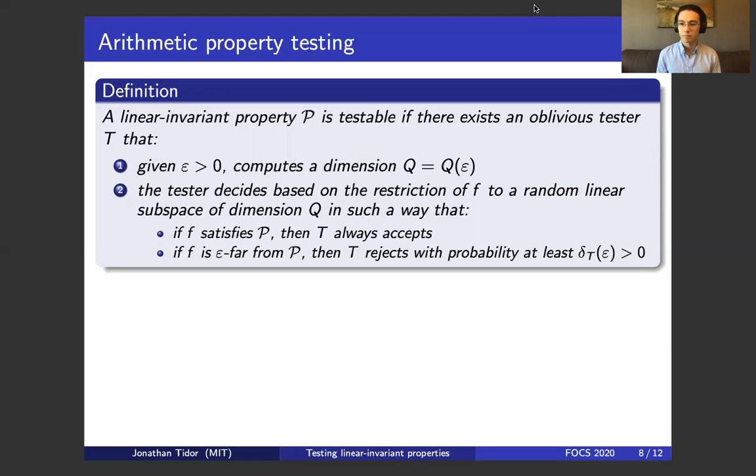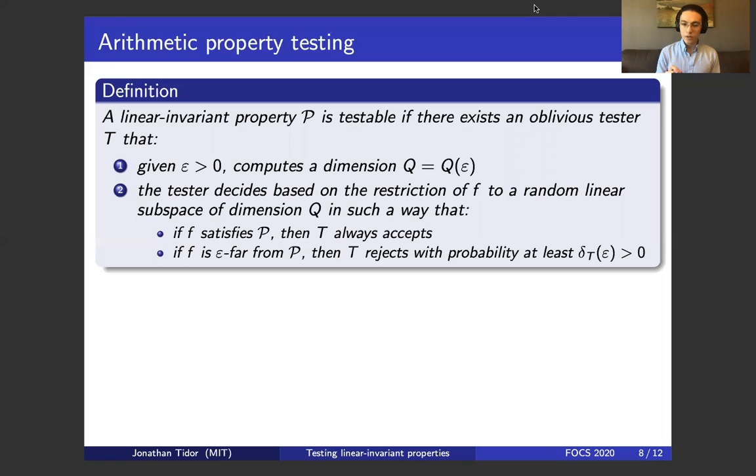It has to decide in such a way that if the original function satisfied the property, then the tester always has to accept. And if the original function was epsilon far from satisfying the property, then the tester has to reject with some positive probability delta that's allowed to depend on epsilon and the property, but not on the dimension of the domain.